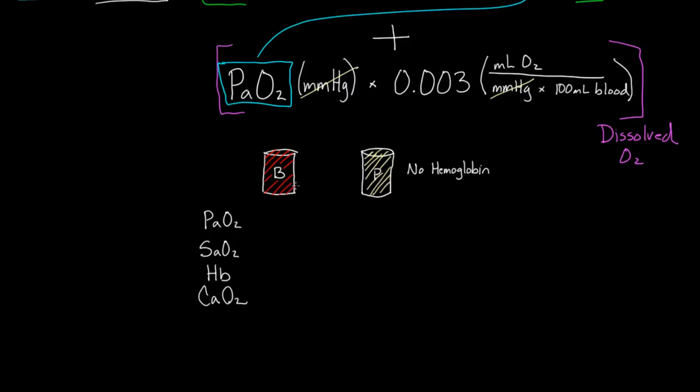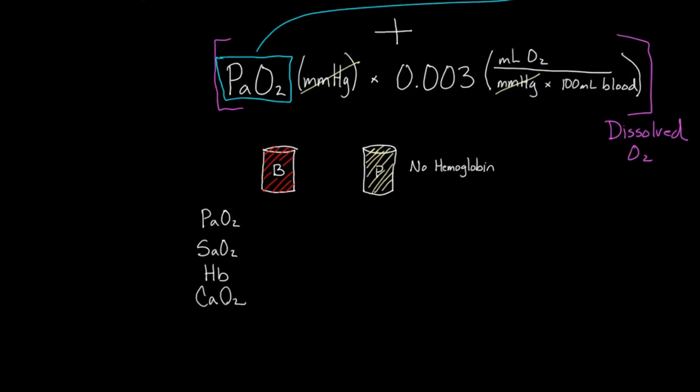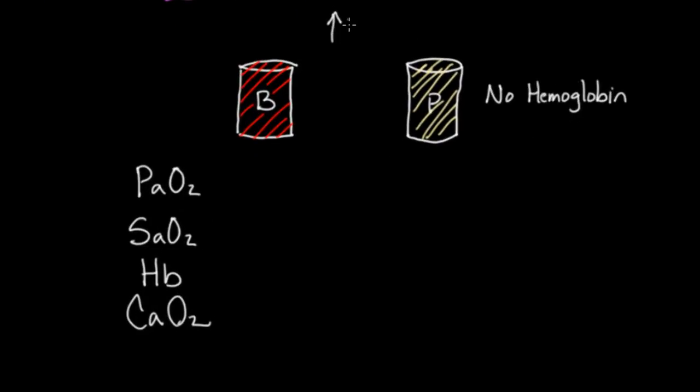So now we have our 2 containers full of plasma and blood. Now let's say I decide to increase the partial pressure of oxygen in the air. So it's going to diffuse in here and it's going to diffuse in here. It's going to dissolve into those liquids. My question is, as we go through each of these 4 variables one by one, I want you to think through if they go up, if they go down, or if they stay the same. So let's start with the first one, PaO2.